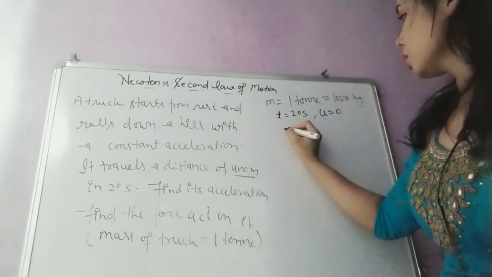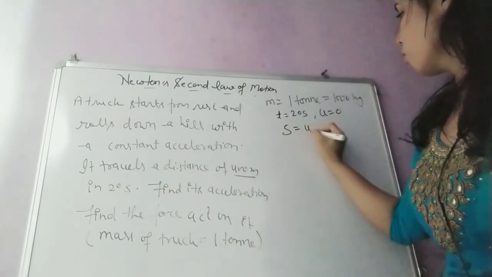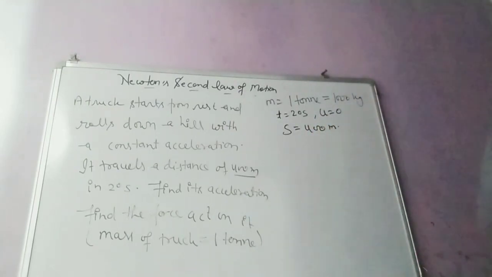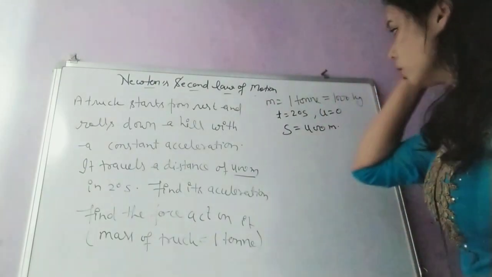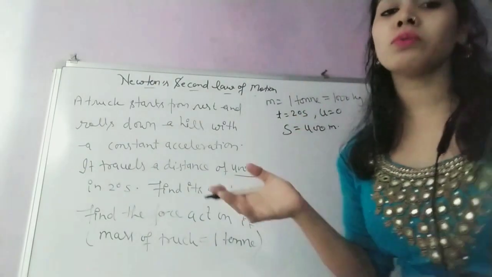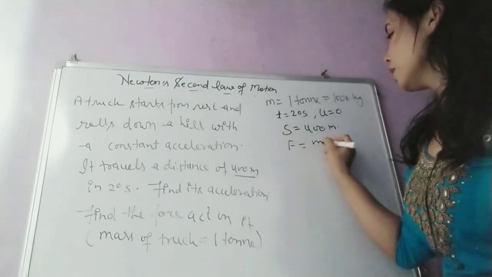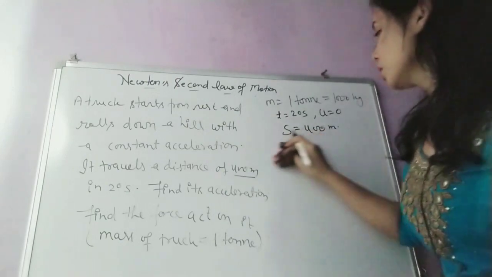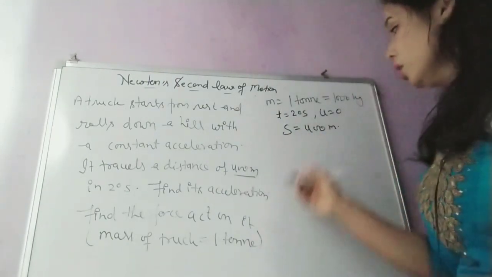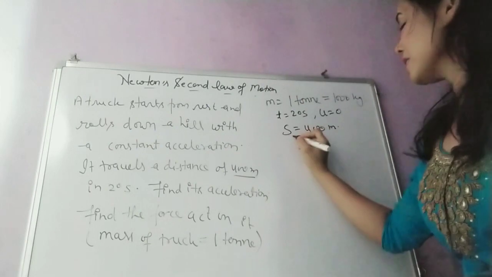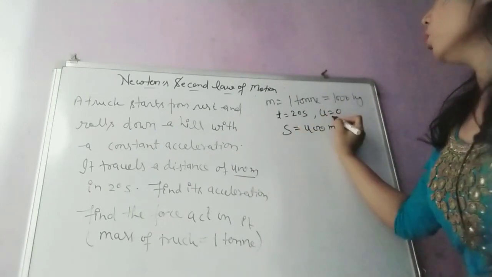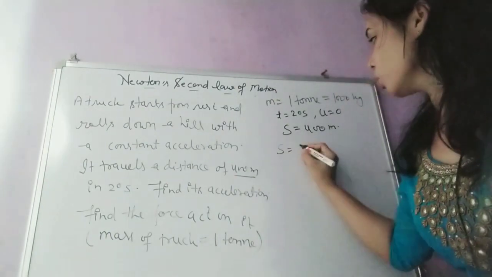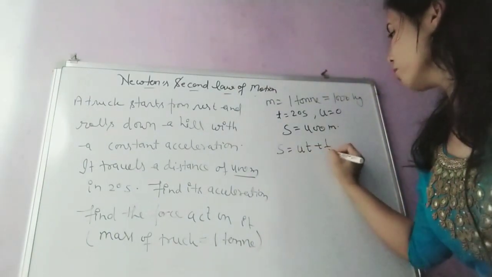400 meter. So distance s equals 400 meter, given. Now how will you find the value of acceleration? See, in the force formula only mass and acceleration are given, so you can't use this formula. So as I told you, the 3 equations of motion are always useful. We will utilize s, t, u. So which formula will you use? The second one: s equals ut plus half at square.